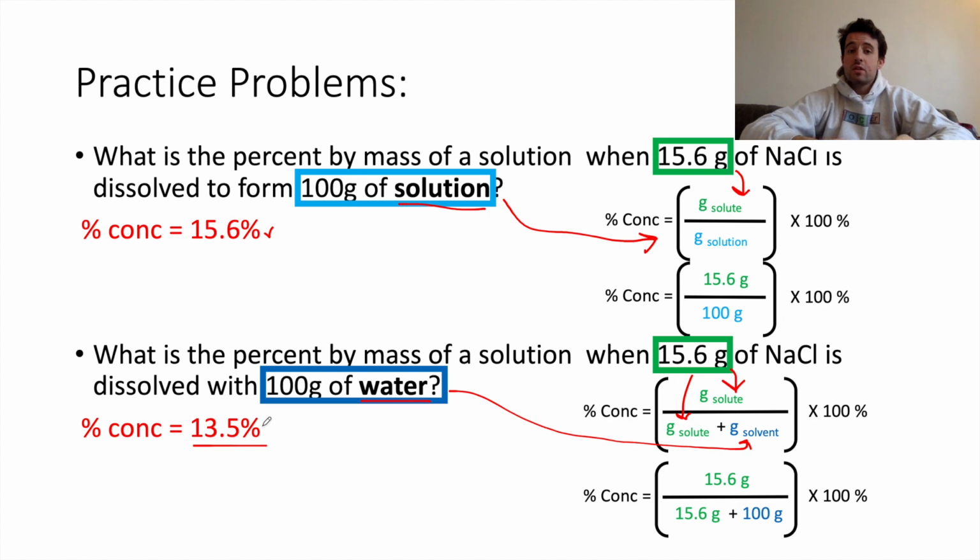Hopefully this made sense. Problems like this will show up on the test, just so you're aware. We will ask you two identical questions, use solution for one and use water for the other, and see if you guys remember the difference between those two equations. When do you just plug in the number on the bottom? When do you need to plug in the solvent plus solute number on the bottom?